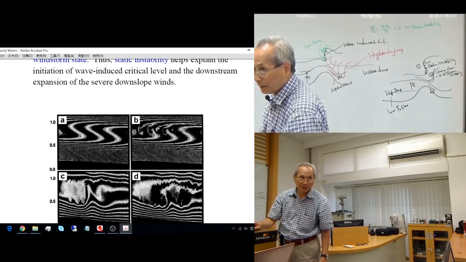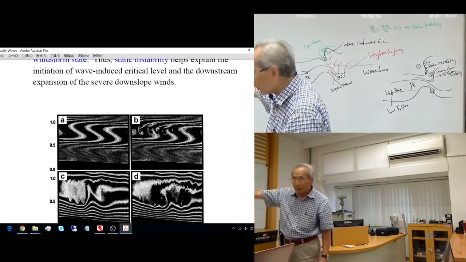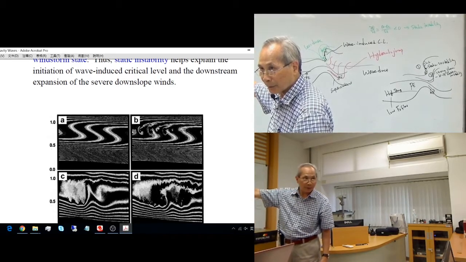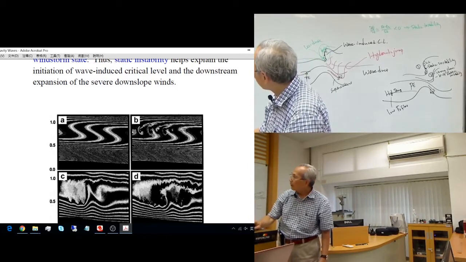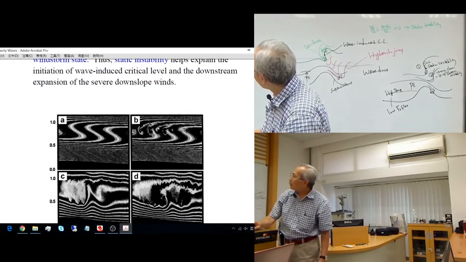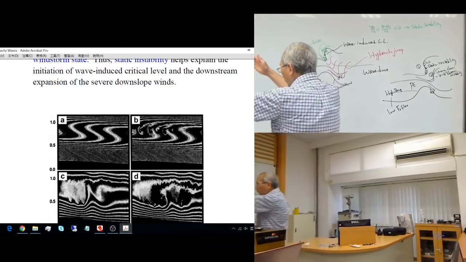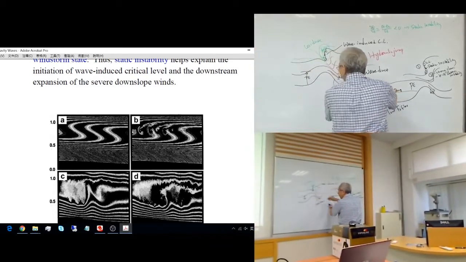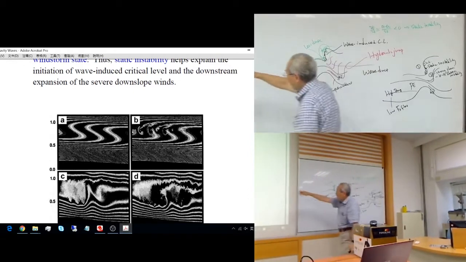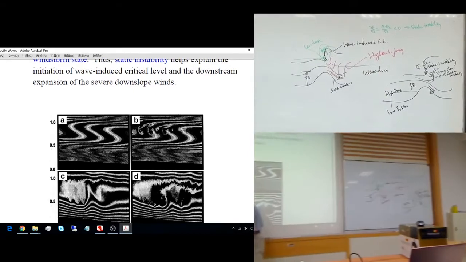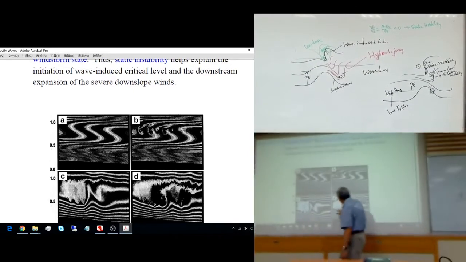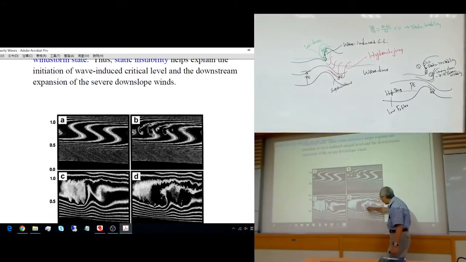Static instability. Okay, try to take a note. Somebody could ask you the question. And then this area will expand downstream. You got a high amplitude wave, and then it propagates downstream and develops a hydraulic jump.